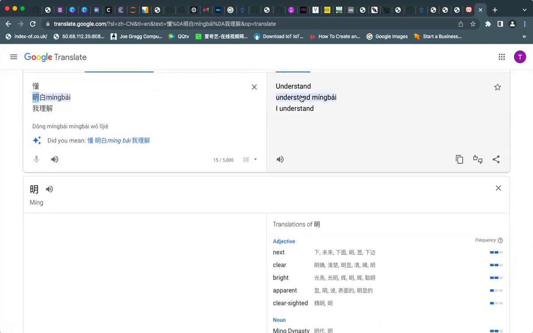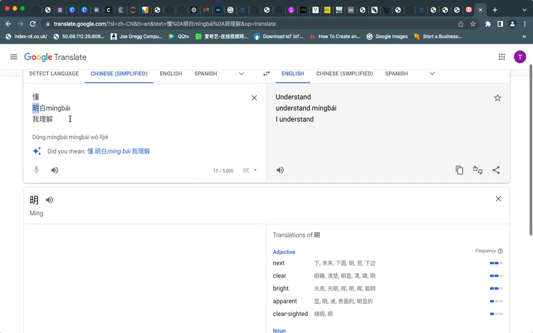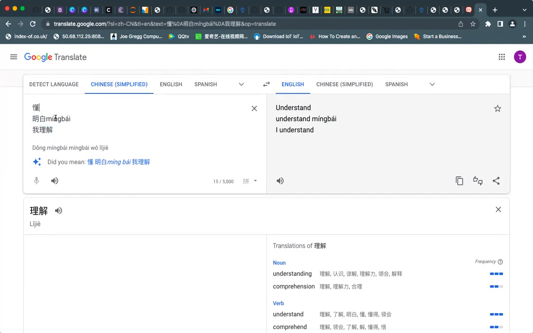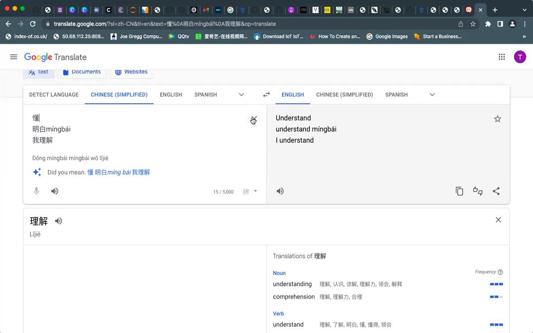Ming bai. Yes. Ming bai. Ming bai la. You hear ming bai la a lot. I think it will be the most popular one of these three. Ming bai ma. Ni dong ma. Ni li jie. Ni li jie ma.